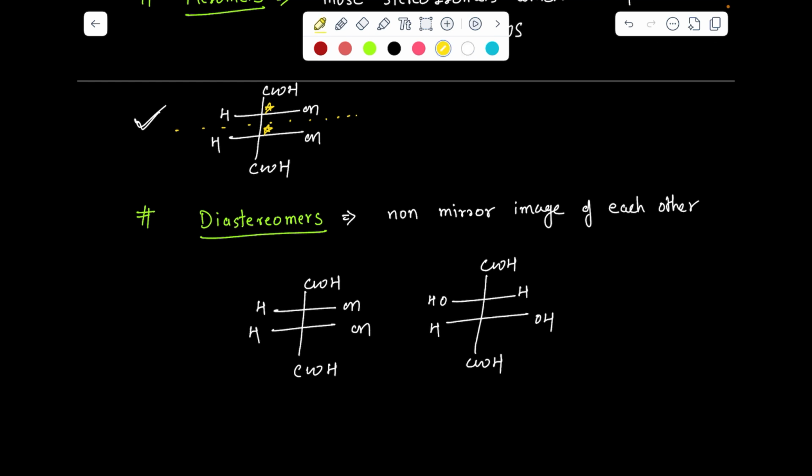You can observe that the first one is not a mirror image of the second one. So we could say these are a diastereomers pair. They may or may not be optically active, but obviously they are stereoisomers.